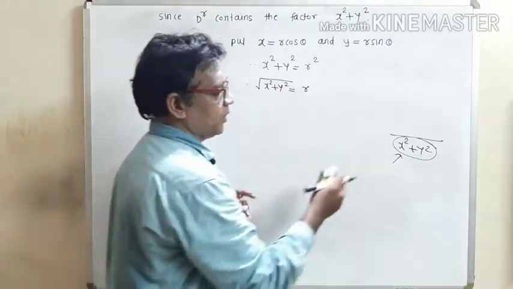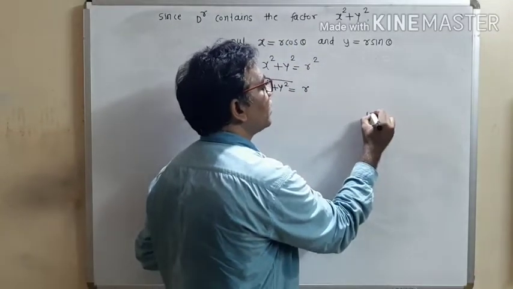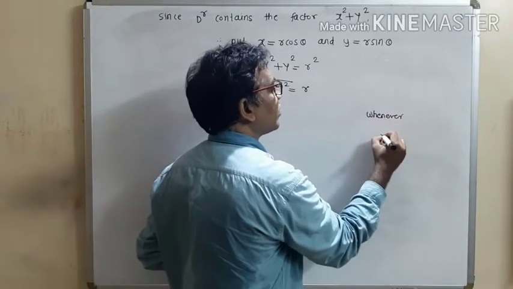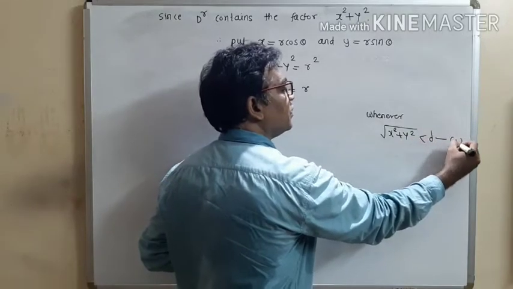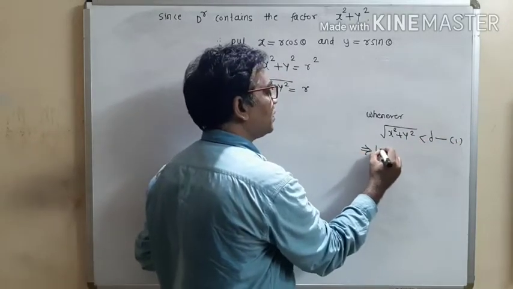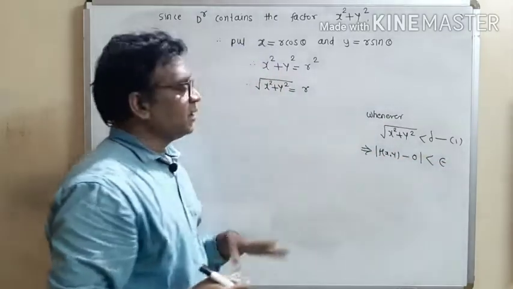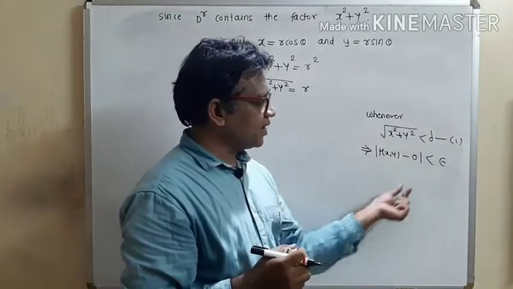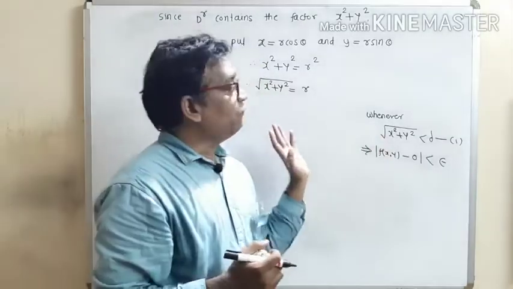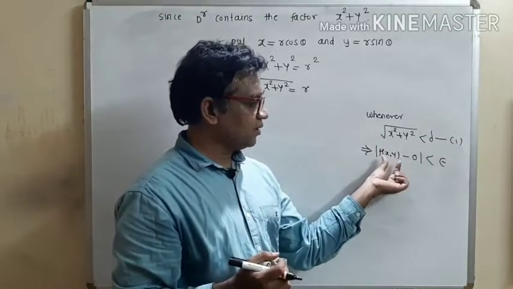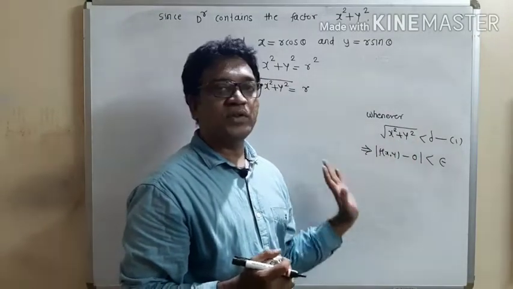Now let us prove the zero limit. What is the process for showing the zero limit? Whenever under root x square plus y square is less than delta, use this and prove that the value of mod f(x, y) minus 0 is less than epsilon. Then according to the definition of limit, we can say that this 0 is the limit of the function. That's what we want to show: that the value of this limit will be 0. This is the technique for showing the zero limit.